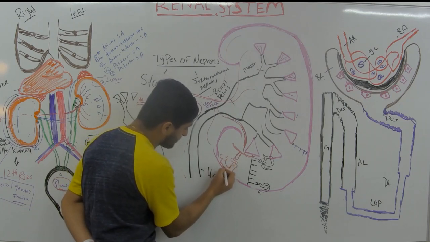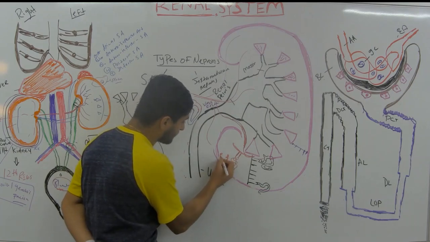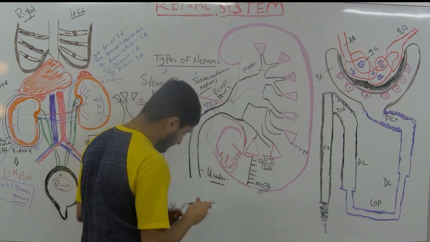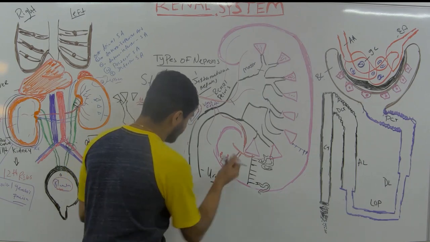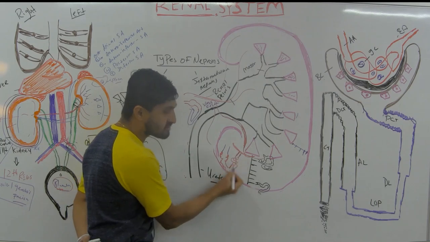We'll make this a peritubular capillary. Peri means circles or surrounding, peritubular capillary. And from the peritubular capillary it will become your veins. Okay, that's usually what's happening. So this is the efferent arteriole, and this all happens in the cortex.